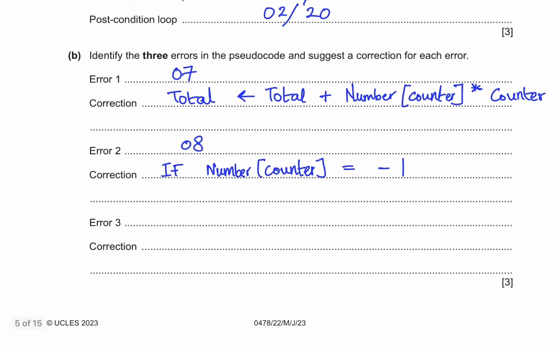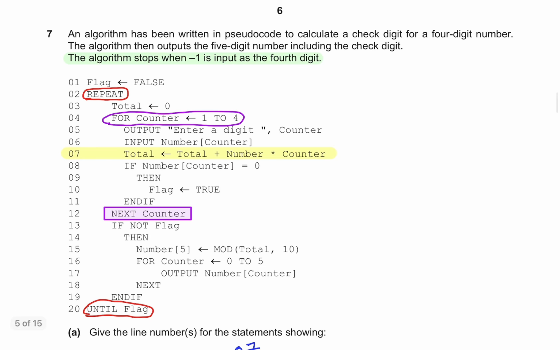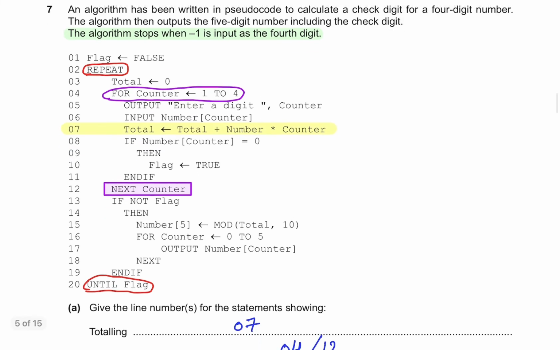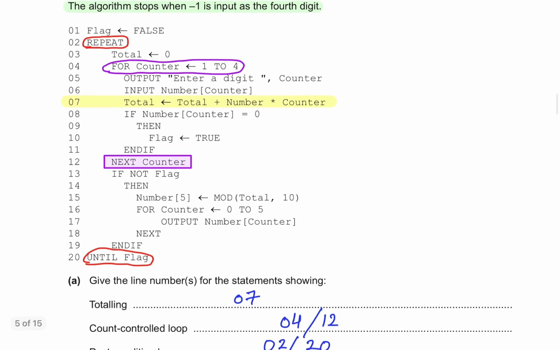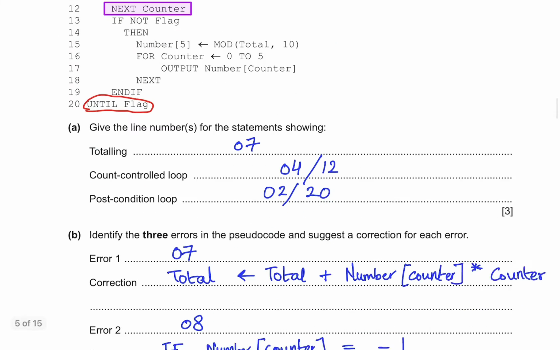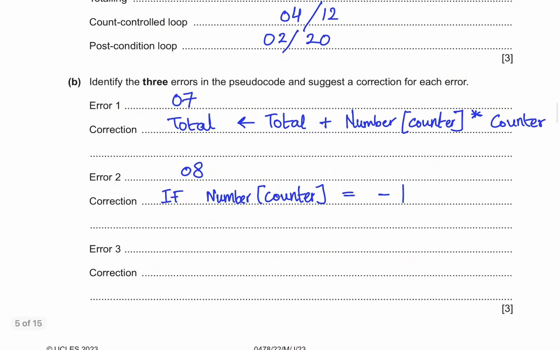The third error will be, let's check. Yeah, third error is here. For counter 0 to 5. This should be for counter 1 to 5. Line 16. For counter 1 to 5. All right. This is done.